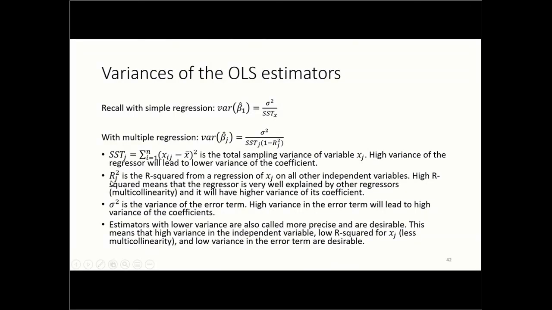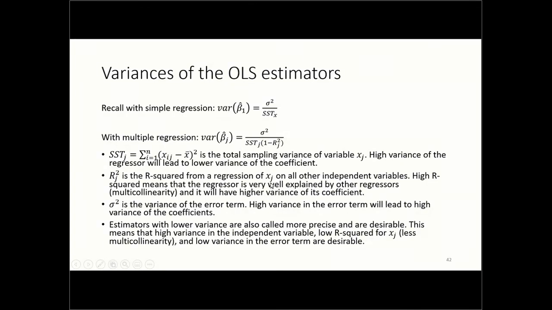So R squared j will be the R squared from a regression of the variable xj on all of the other independent variables. So a high R squared means that this regressor xj is very well explained by the other regressors, which means multicollinearity, and it will have a higher variance of its coefficient. So again, if we have a higher value here, that's a negative sign, but it's in the denominator, we would have a higher variance.